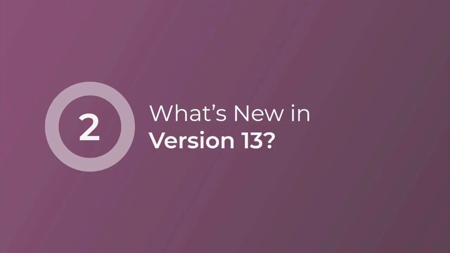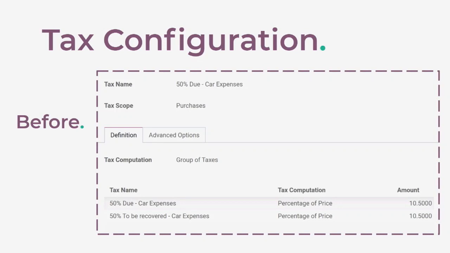So what's new in version 13? Previously, this is what the tax configuration looked like. You have the tax name, the scope, whether it's a sale or a purchase. You have the general definition of how it works in the computation. In this particular example, which is a Belgian example, there is a situation where you had a tax that was split into two portions.